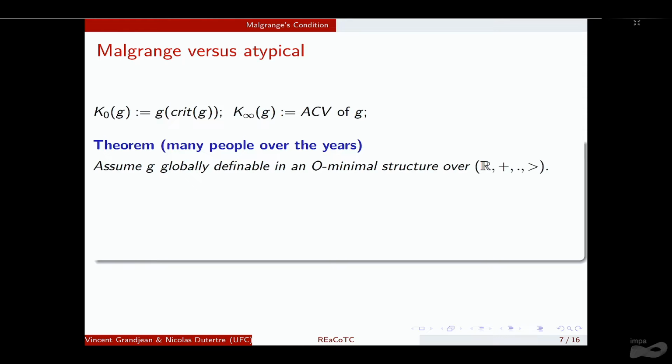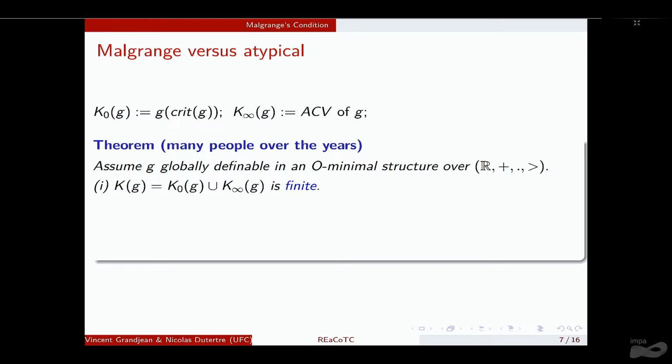And then there is a result which has many authors, about two lines of authors from the early 90s to the early 2000s. And now I'm going to be a little bit more general. So assume now that you have a function which is globally definable in an o-minimal structure, and it is C1. If you don't know what that is, you can think of a real polynomial. That's going to do it.